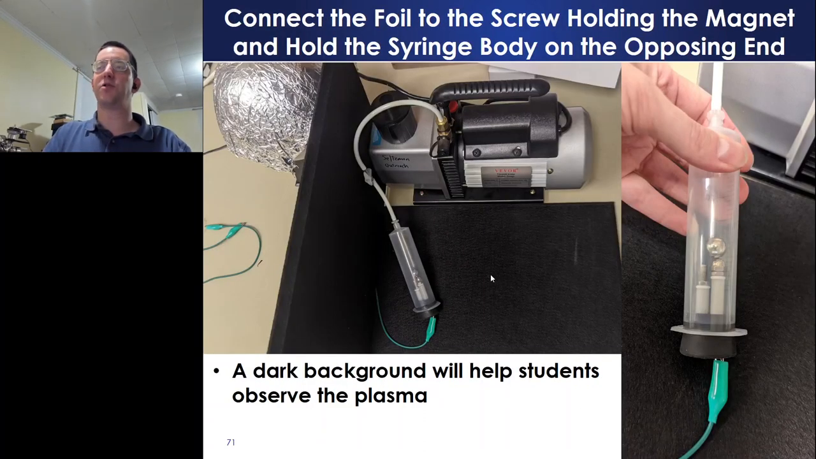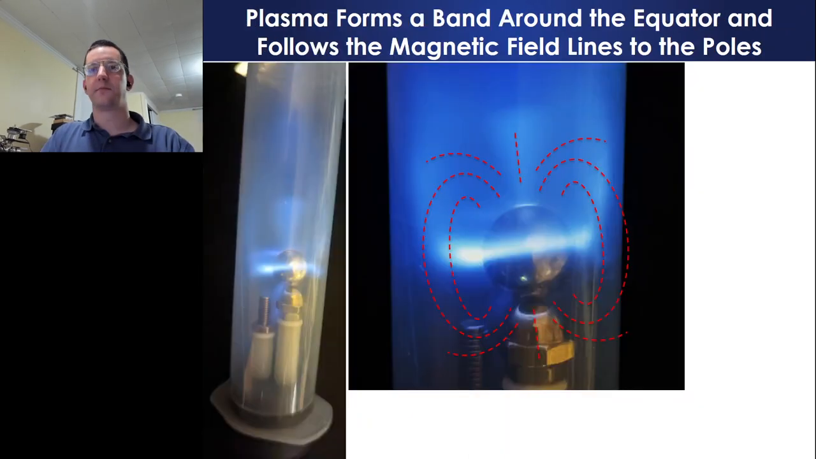The vacuum chamber containing the Terrella should be connected to the vacuum pump by means of the vacuum hose. Students should connect the aluminum foil hat on the plasma globe to the screw connected to the spherical magnet inside the vacuum chamber by means of one of the jumper cables. Students should hold the syringe body near the vacuum line.